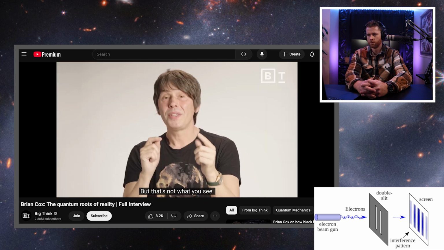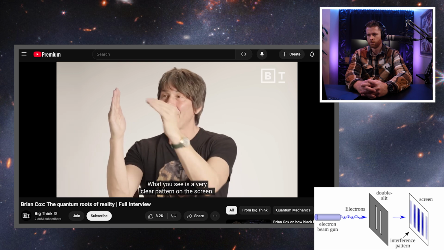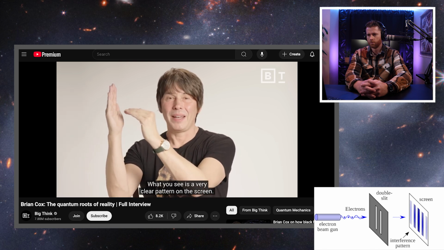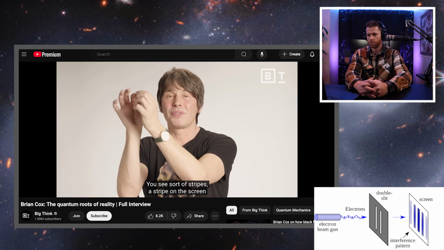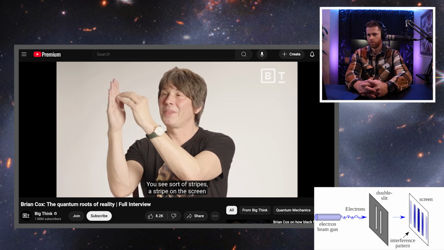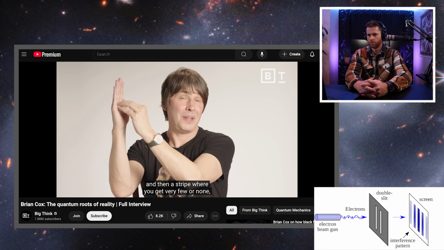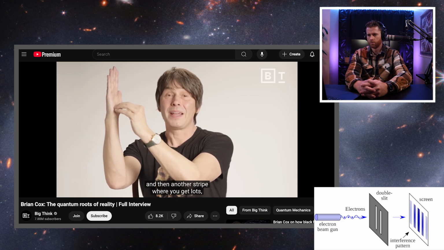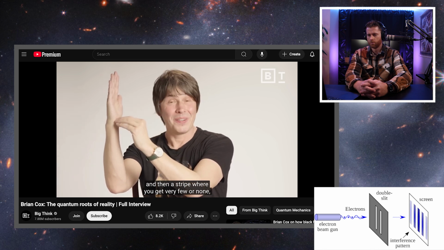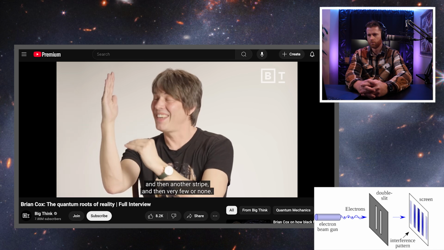But that's not what you see. What you see is a very clear pattern on the screen. You see sort of stripes, a stripe on the screen where you get lots of electrons, and then a stripe where you get very few or none, and then another stripe where you get lots, and then a stripe where you get very few or none, and then another stripe, and then very few or none.